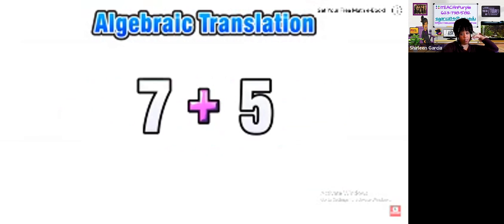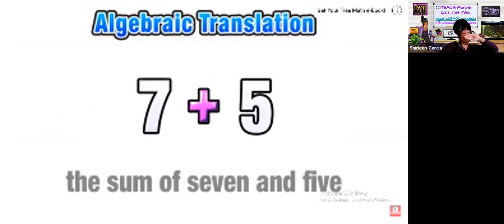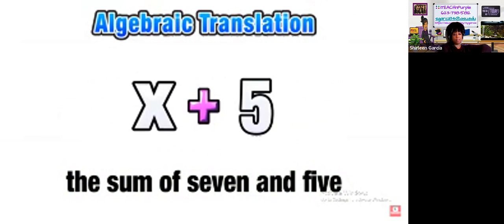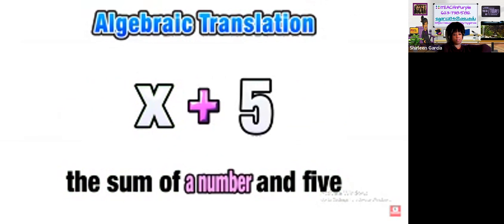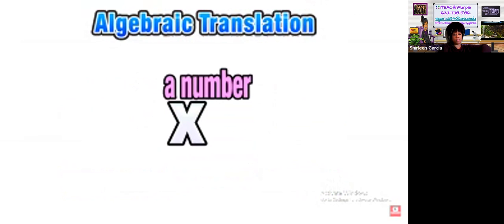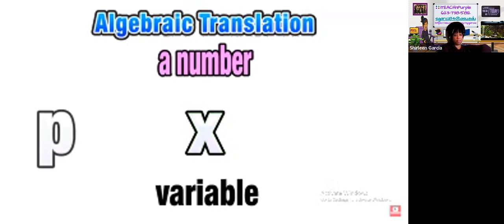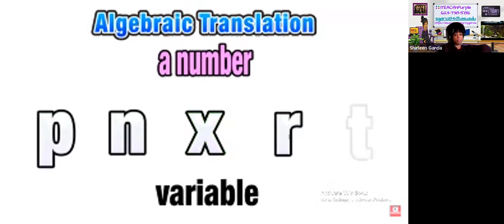Now, if we had something like 7 plus 5, verbally we could express this, for example, as the sum of 7 and 5, and we would be done. But what if instead of a 7, we had a variable, we had the letter x there? Instead of saying the sum of 7 and 5, we would say the sum of a number and 5, because x is a variable and it could represent any number, so we're just going to call it a number. And even though x is the most commonly used letter, this applies to any letter in the alphabet that can be used to represent a variable, which is just some unknown value.